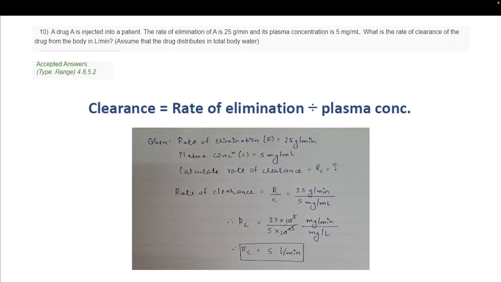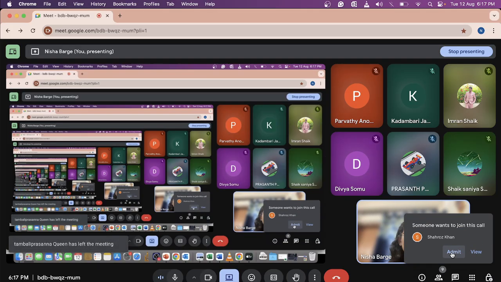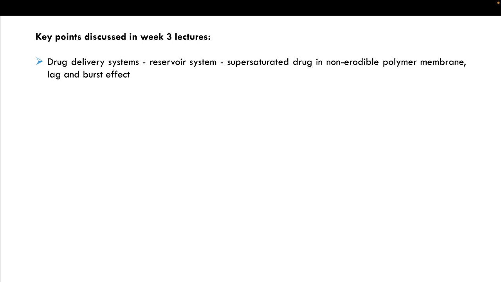So let's move on with week 3 points. Sorry to keep on changing the screen a lot. I'm just adding new people as and when they join. So let's discuss some of the points that were taught in week 3 lectures. So far we have looked at week 1 as well as week 2 lectures. You must have followed both these week lectures. So we have been talking a lot about drug delivery systems and some basics related to drug delivery systems. And since the last few lectures of week 2, we have started talking about the actual drug delivery systems.